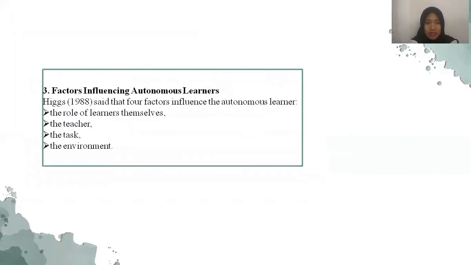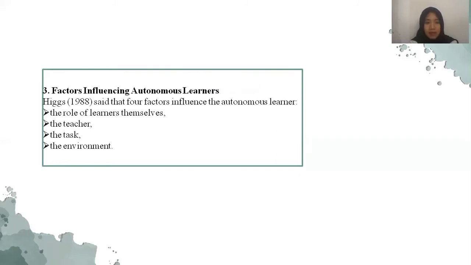And then, factors influencing the autonomous learner. Based on his 1988 work, there are four factors that influence the autonomous learner. First, the role of the learners themselves. Autonomous learners are influenced by the learners themselves. It means that we ourselves can influence us to become autonomous learners when we have the motivation to become autonomous learners. And then the teacher also has a role in influencing students to become autonomous learners, because the teacher can guide the students to become autonomous learners.